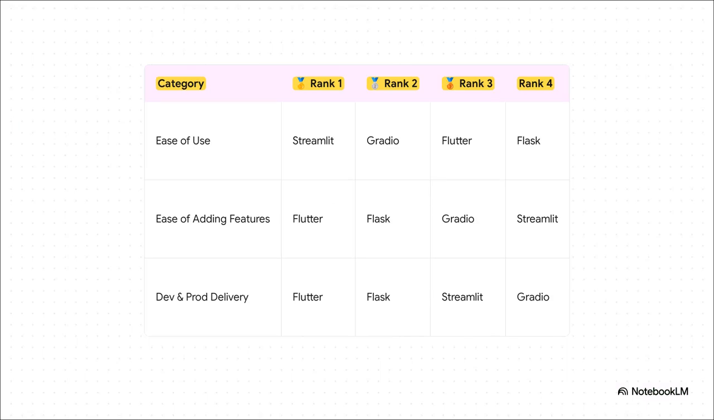Let's pull that summary table up one more time just to see the whole picture. And as you can see, there is no single best tool across the board. It's all about trade-offs. Streamlit is your champion for ease of use. Flutter dominates on features and production power. Flask is that powerful sweet spot if you've got web dev skills. And Gradio remains the perfect specialized tool for ML demos.